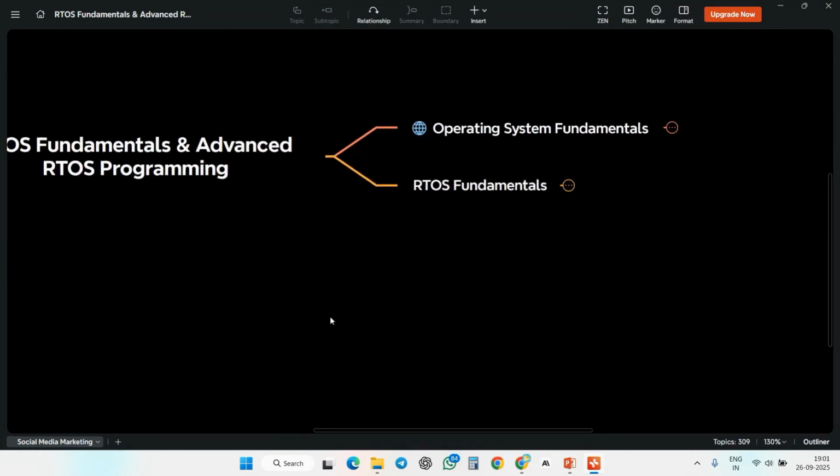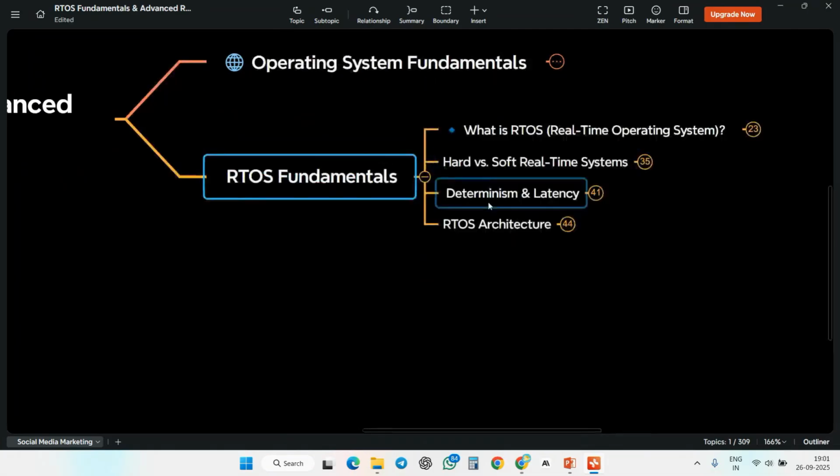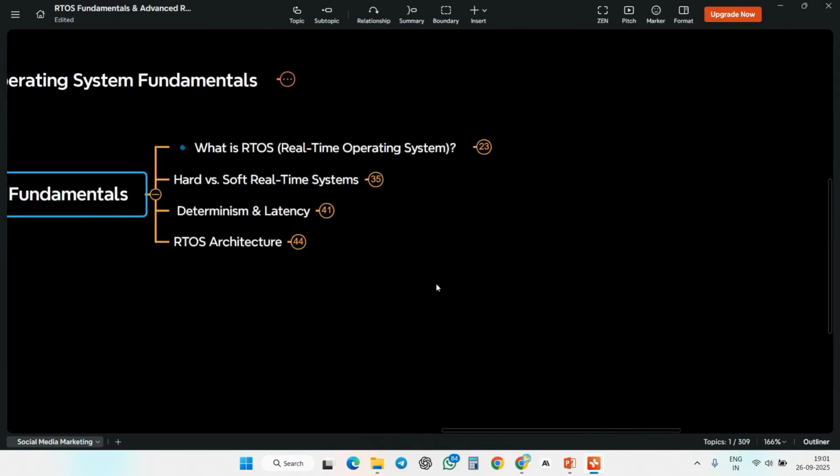Before we write any code and everything, we need to understand the fundamentals of RTOS. So that's what this first live session is about. We are going to discuss all the fundamental things present in RTOS, and we will study each and everything step by step.